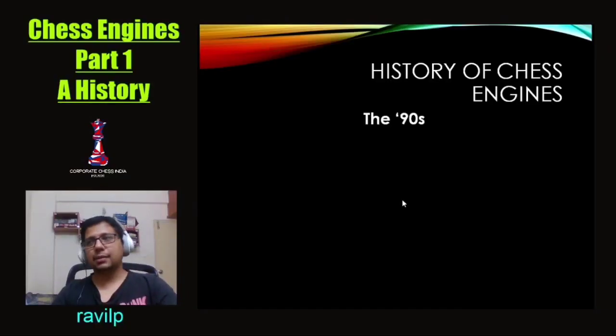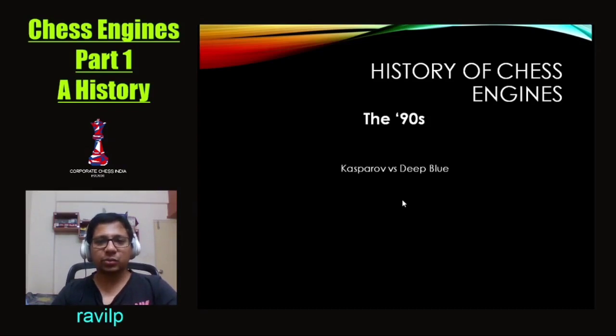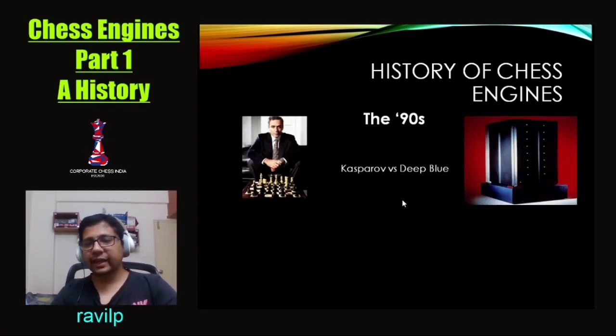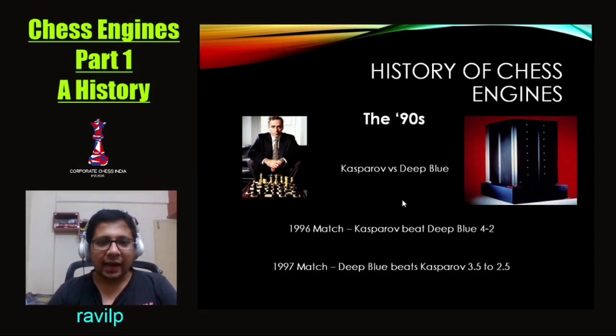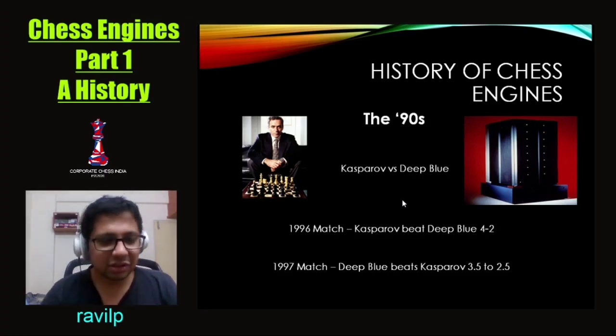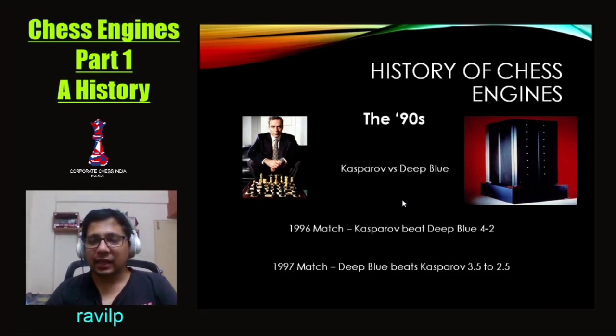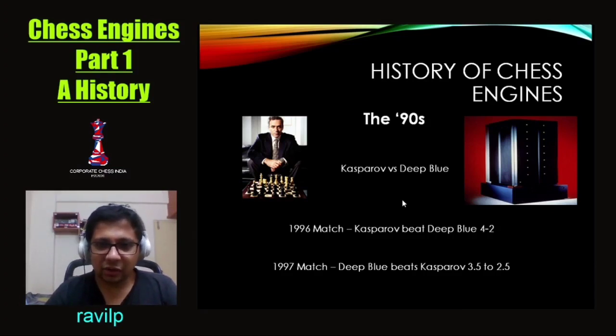Now, in the 90s, it was dominated by Kasparov versus Deep Blue. Deep Blue was an engine created by IBM, and they ran it on something called a supercomputer at that point of time. In the 1996 match, Kasparov was able to beat Deep Blue 4-2. And a year later, Deep Blue beat Kasparov 3.5 to 2.5. There were many controversies surrounding this match, as Kasparov alleged that a master was actually controlling the moves, and it was not actually done by the engine. So yeah, you can check out more about it. It's quite interesting.